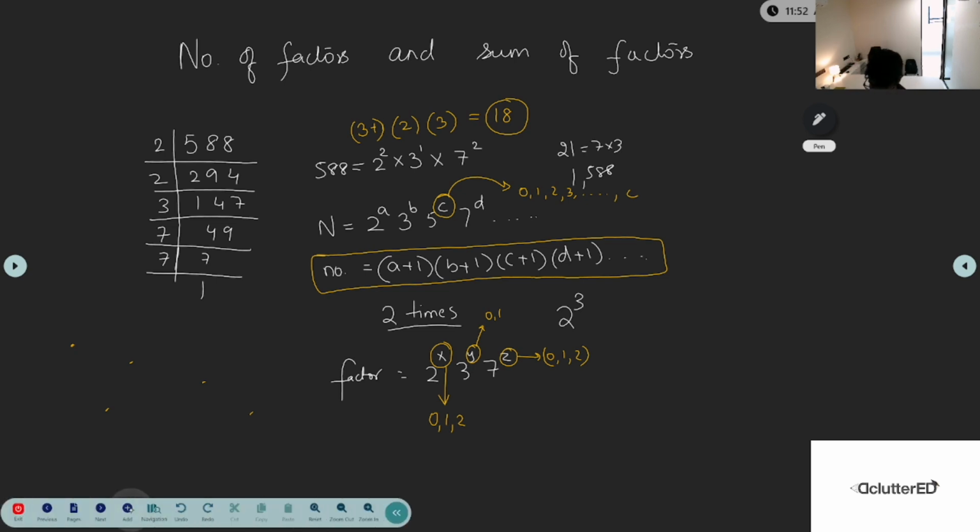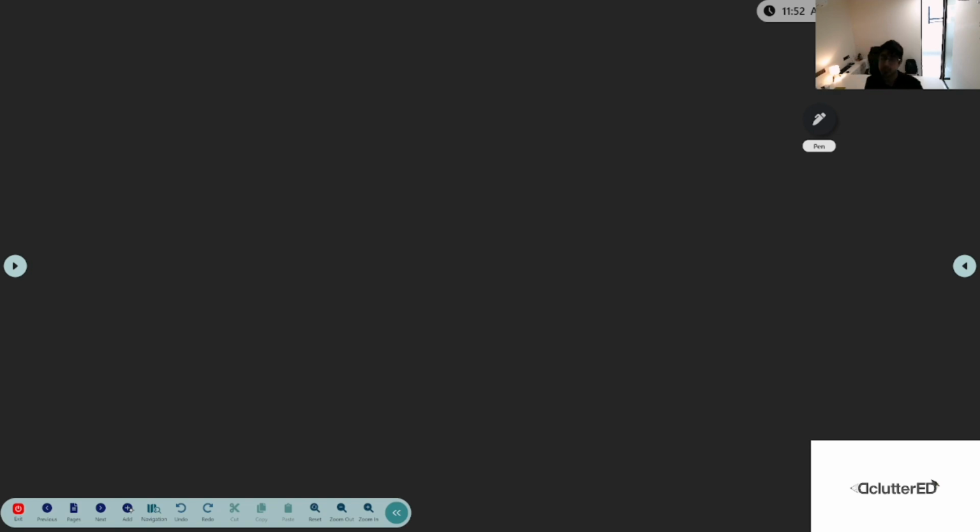Now let us try to study the sum of the factors. Again, any number n can be written as 2 power a, 3 power b, 5 power c, 7 power d and so on, right? The factors will be having 2 power 0 in it or 2 power 1 in it or 2 square in it and so on up to 2 power a. Same way, 3 power 0, 3 power 1, 3 square and so on up to 3 power b, and I can write the same pattern for all the prime factors.